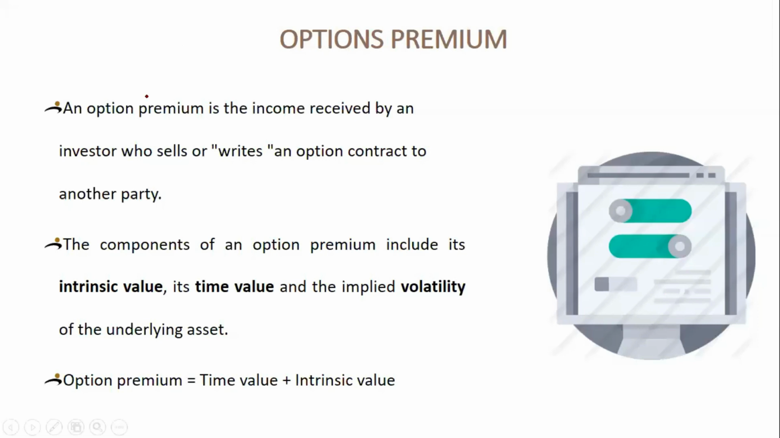So option premium is the income received by an investor who writes an option. Because he is taking the risk, he should be compensated for this risk, and this compensation is provided to him by the buyer, the holder of the option. What are the components of your option premium? There are basically two main components: time value and intrinsic value.